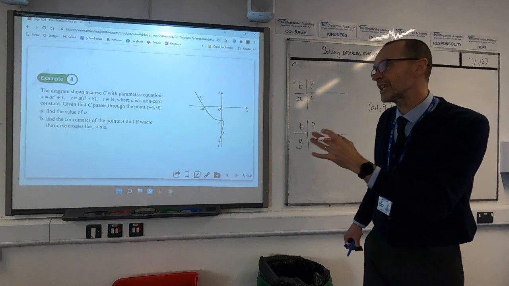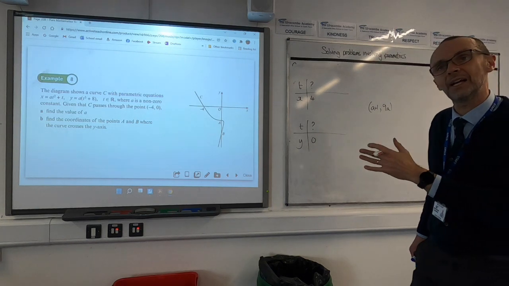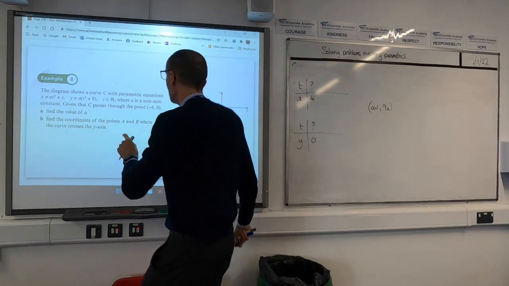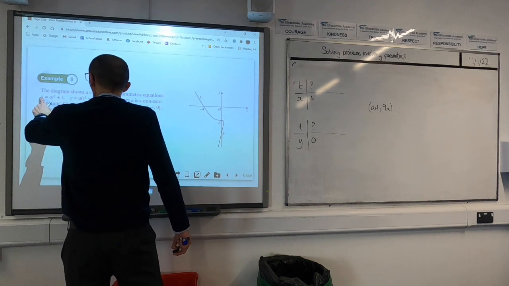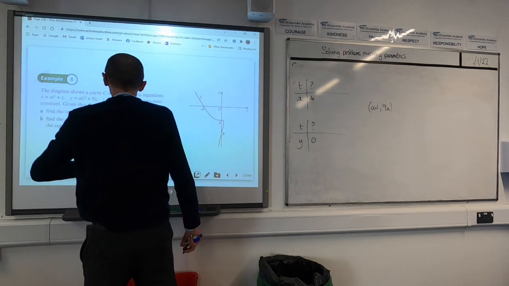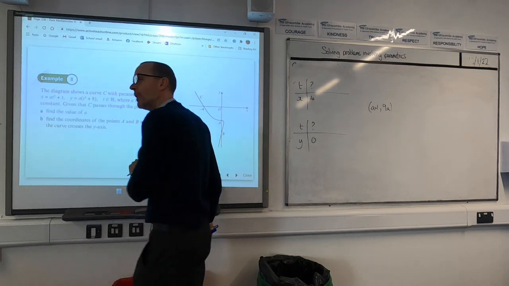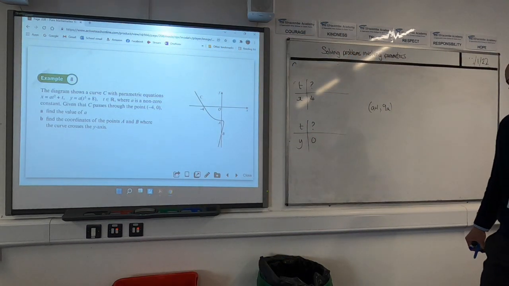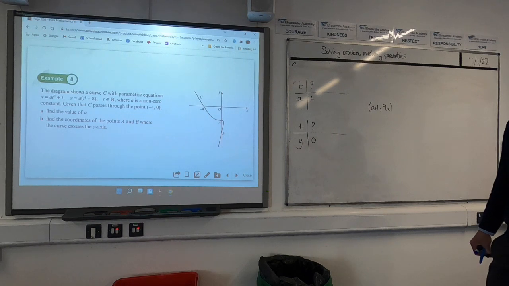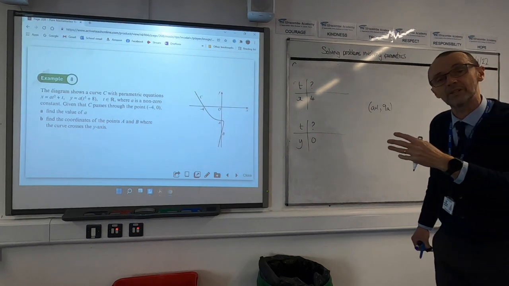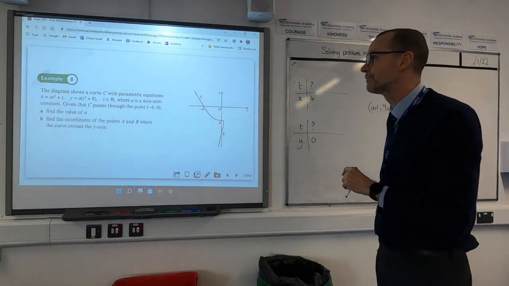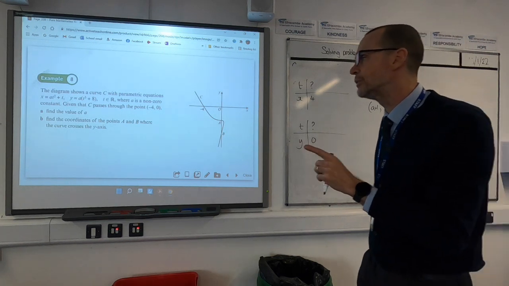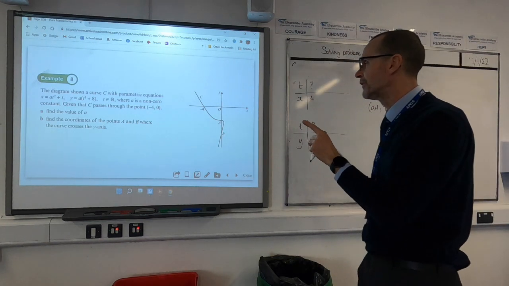So we can use that fact to find the value of a, because if I replace x with 4 and y with 0, I'm going to get two equations with a and t in them. Two equations, two missing values. I should be able to solve them simultaneously. So go on, have a go. See if you can find the value of a.